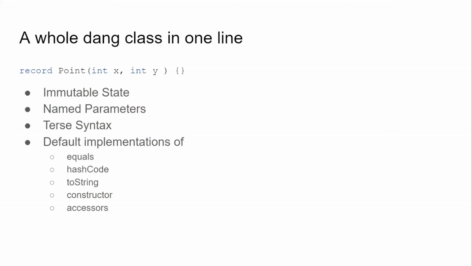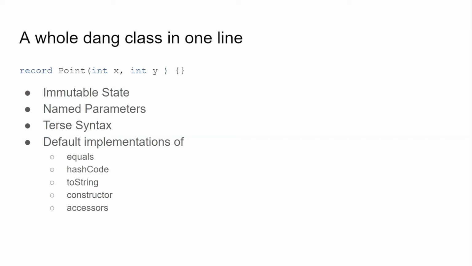Records are a whole class in as little as one line of code that define a named tuple with immutable data. In this example, we define a record Point with fields X and Y. Java implements for us the equals, hashCode, toString, accessors, and a canonical constructor with the record fields as parameters.